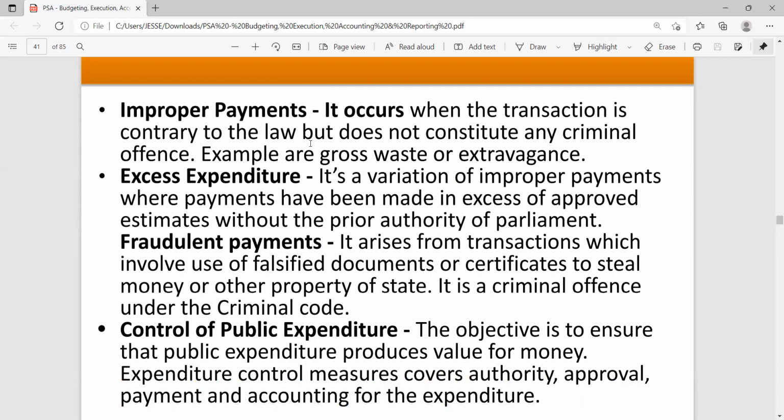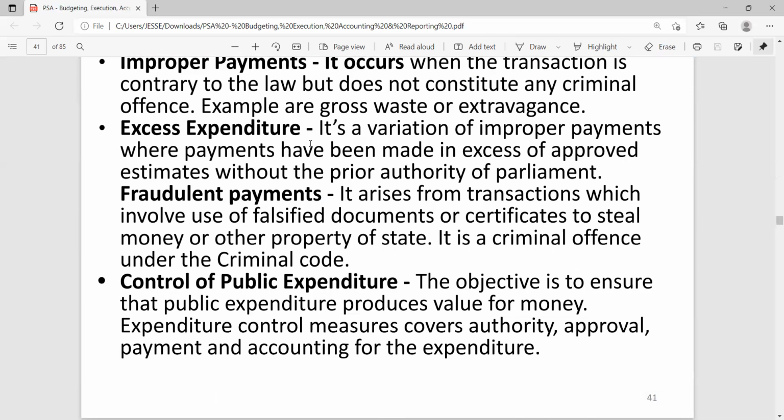You have excess expenditure. It's a variation of improper payments where payments have been made in excess of approved estimates without the prior authority of Parliament, right? So this is an excess payment which has not been approved or authorized by Parliament. So that's what we call excess expenditure. No prior authority or approval of Parliament in this case.